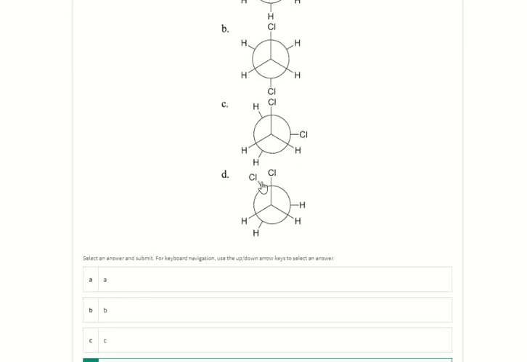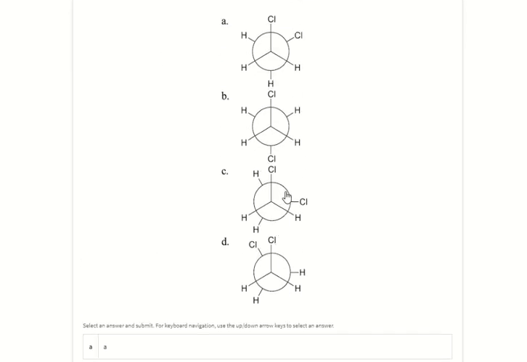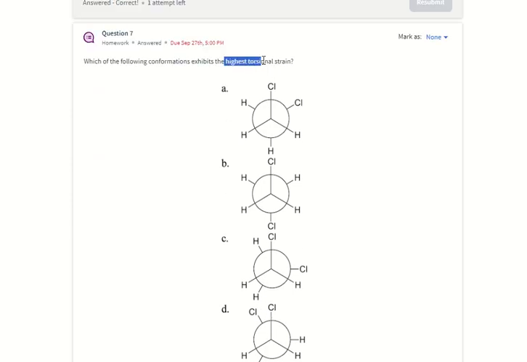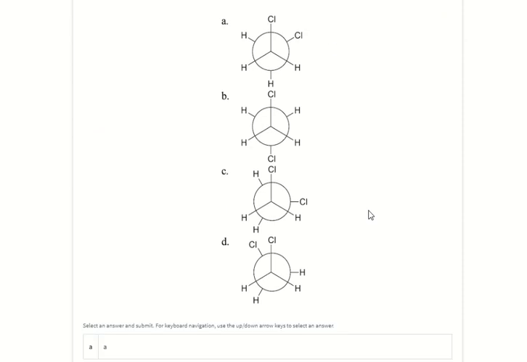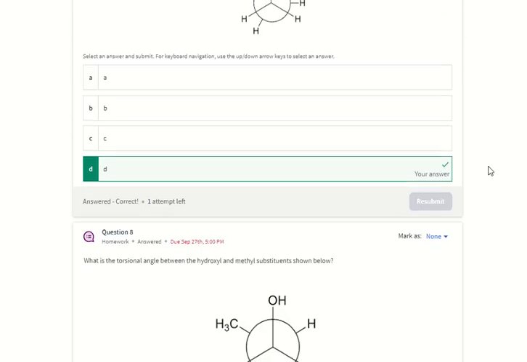number 7, we can see that Cl and Cl are very close together. That's why they get the highest torsional strain. When we get closer like this, you select D.